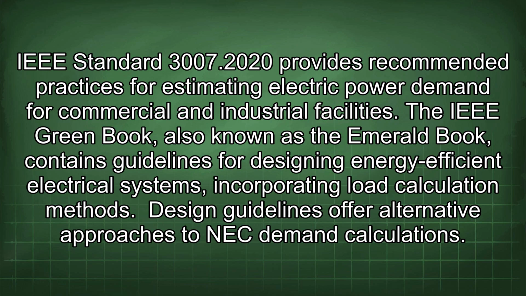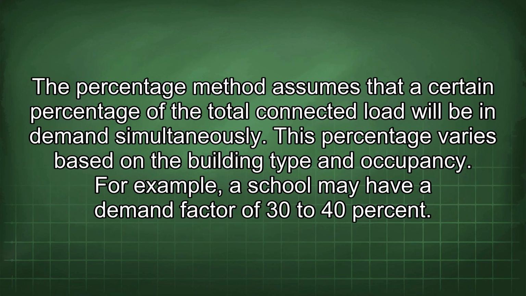The IEEE Green Book, also known as the Emerald Book, contains guidelines for designing energy-efficient electrical systems, incorporating load calculation methods. Design guidelines offer alternative approaches to NEC demand calculations. The percentage method assumes that a certain percentage of the total connected load will be in demand simultaneously. This percentage varies based on the building type and occupancy. For example, a school may have a demand factor of 30 to 40%.